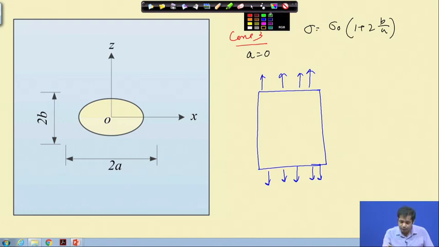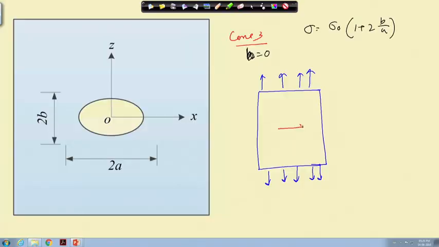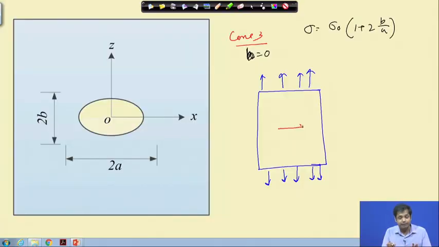Now, what happens if you take b is equal to 0? Then this becomes a crack like this. Please note, when we actually wrote those equations, your ellipse was in a different way, but now it is in a different orientation. So, when you interpret this discussion, please keep that aspect in mind. But the essence of the point that we want to make will remain the same.